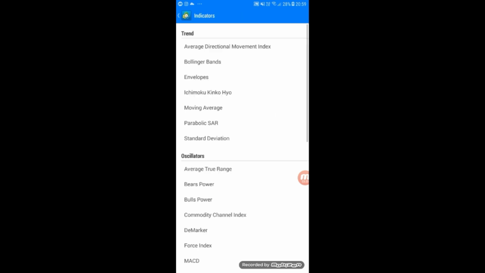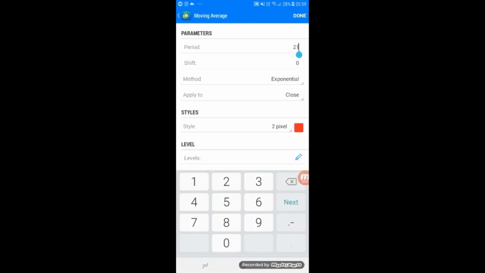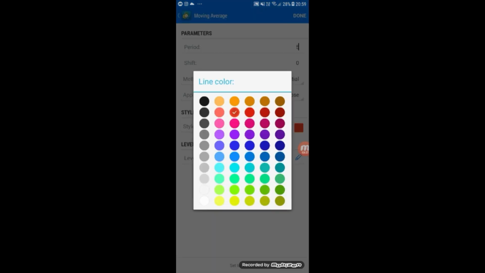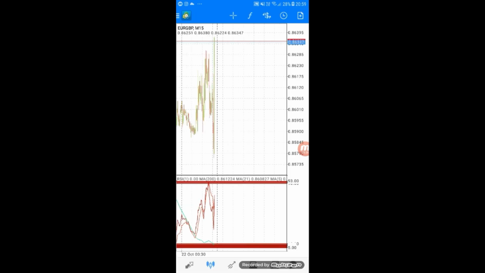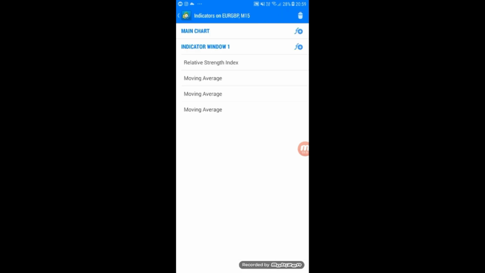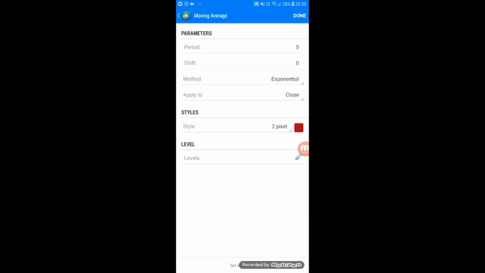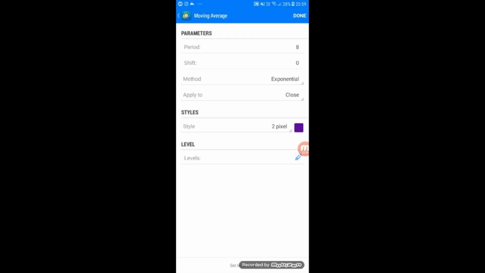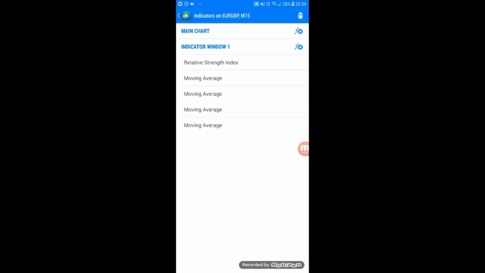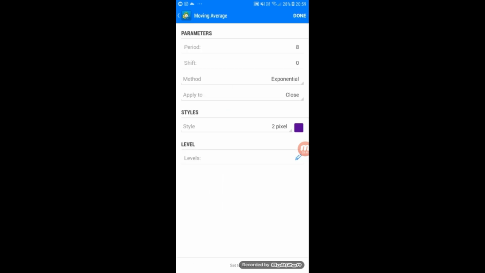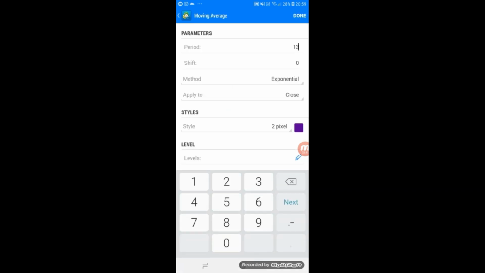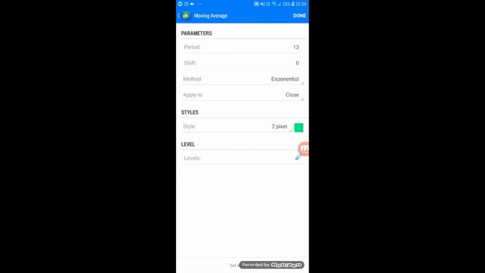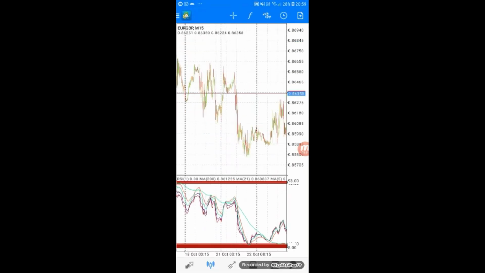You add moving average, and then you add 5 and change the color. You add moving average, add 8, and change the color. You come again and add 13. Now everything is sorted. This is your indicator.